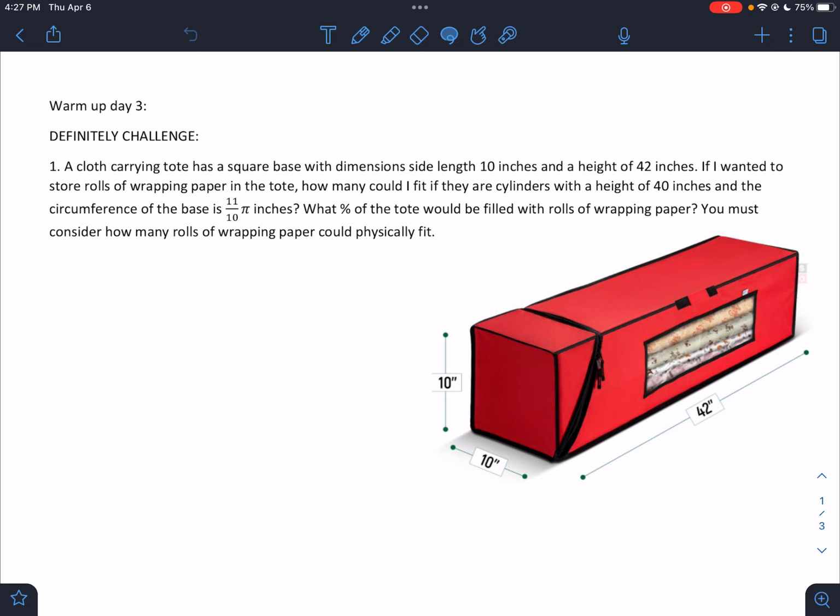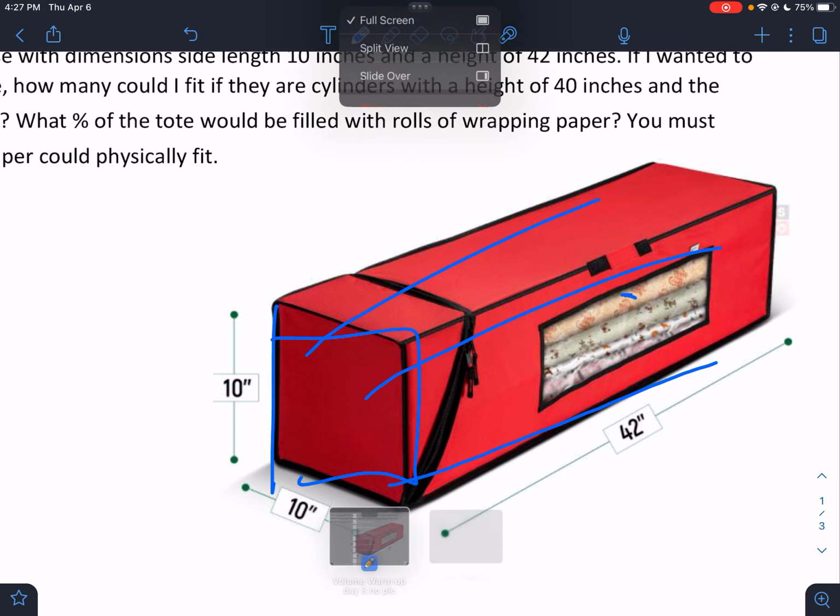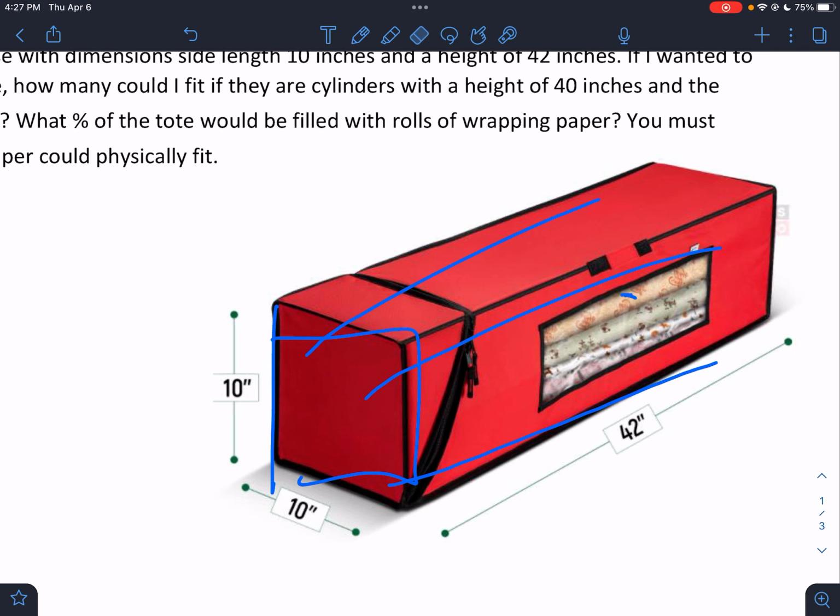The first one is we have a cloth carrying tote that has a square base. I do want to point out, because this happens on our review as well, that this is a square prism, guys. The carrying case is a square prism. Square prisms do not have to be cubes. Now, cubes are a type of square prism, but if you have a square base and you're a prism, then you're also called a square prism. Just means that the base is a square. Okay, so this is a square prism.